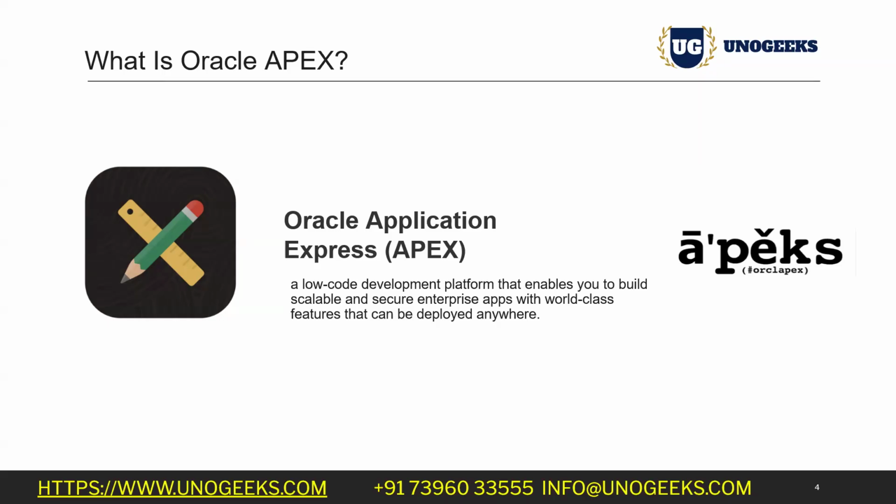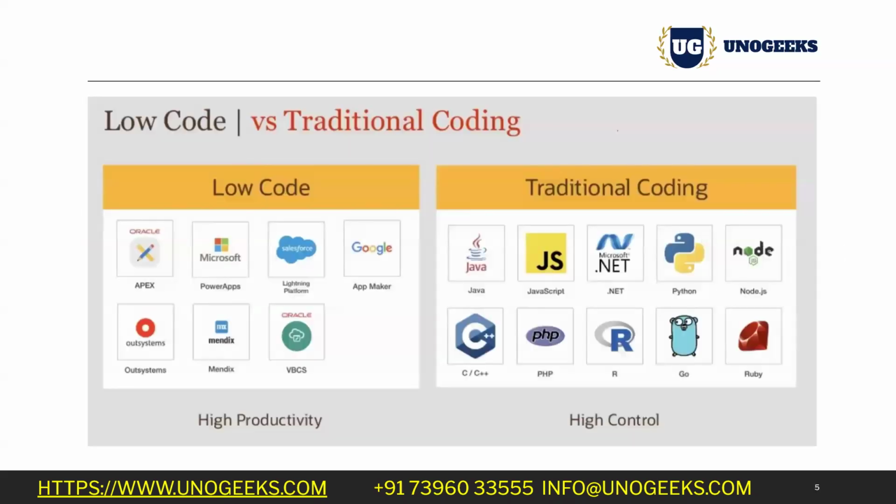Now, in this low code category, is Oracle Apex the only player? No, there are other players also, like Power Apps, Lightning Platform, App Maker, OutSystems, Mendix, VBCS. And there was the traditional coding, which was the alternative we used to do earlier. In that one we take a lot of time. But with the help of low code, we can deliver solutions faster compared to traditional coding. And in Oracle Apex, whatever code we write, we write directly on the server itself, so no need to download any software.